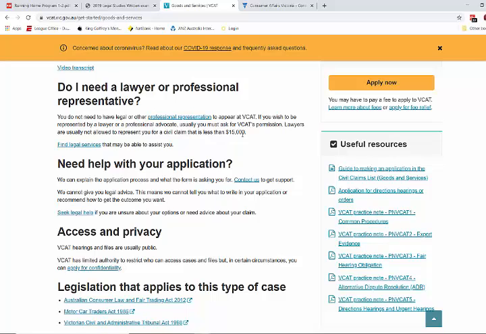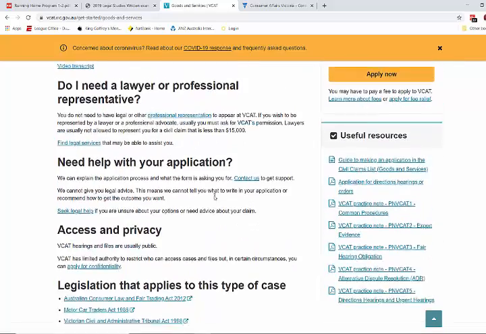Hey, Zena, VCAT maybe is appropriate for Zena because lawyers are prohibited effectively for matters under $15,000, so it's not going to be too costly for her. She's not going to have to foot that bill. She's certainly not going to be outgunned by an opposing lawyer as a result. And then a little bit more info there.